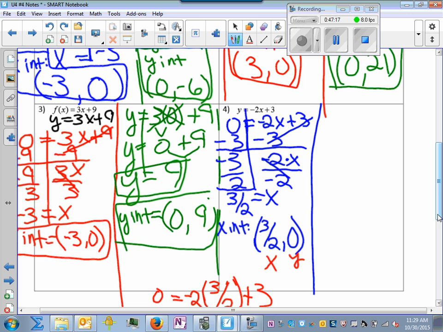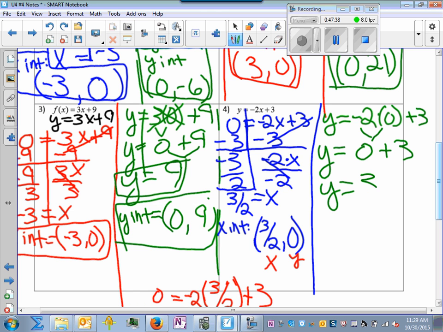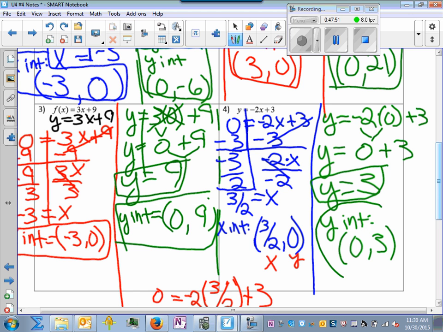So I have y equals negative 2x plus 3. Actually, not 2x. Remember, x becomes 0. So negative 2 times 0 plus 3. Negative 2 times 0 just gives me 0. Bring down my plus 3. And 0 plus 3 just gives me 3. So my y-intercept is again going to be 0, 3, because my y is 3 and my y comes second. So there's my answer.